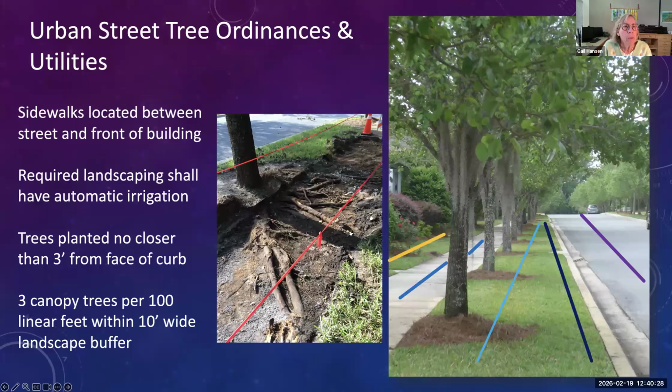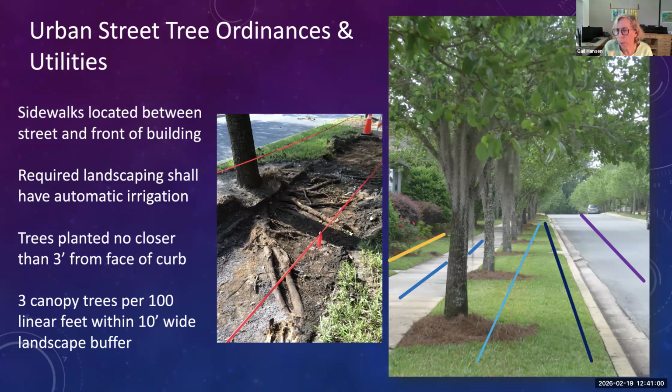So, just a couple more slides. Urban street tree ordinance and utilities. This is an issue I came across all the time when I was working as a landscape architect. The picture on the right is actually a development that I helped to lay out the lots and the streets. But the codes that we had to follow made things very difficult. Each of those colored lines represents a utility line.